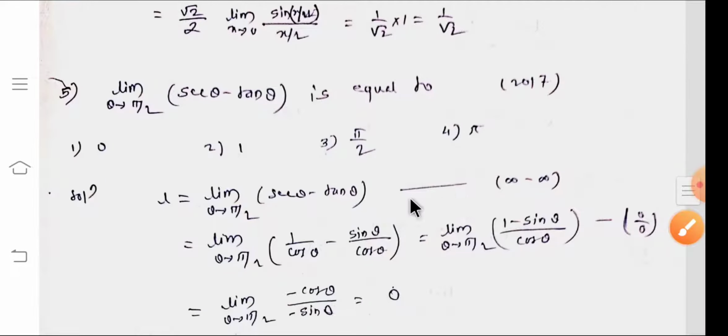Similarly, the next example: limit of theta tends to pi by 2, sec theta minus tan theta is equal to. The first option is 0, the second option is 1, the third option is pi by 2, and the fourth option is pi. This question was asked in 2017. So the solution: let L equal limit of theta tends to pi by 2, sec theta minus tan theta. Whenever theta tends to pi by 2, this is an infinity minus infinity form.